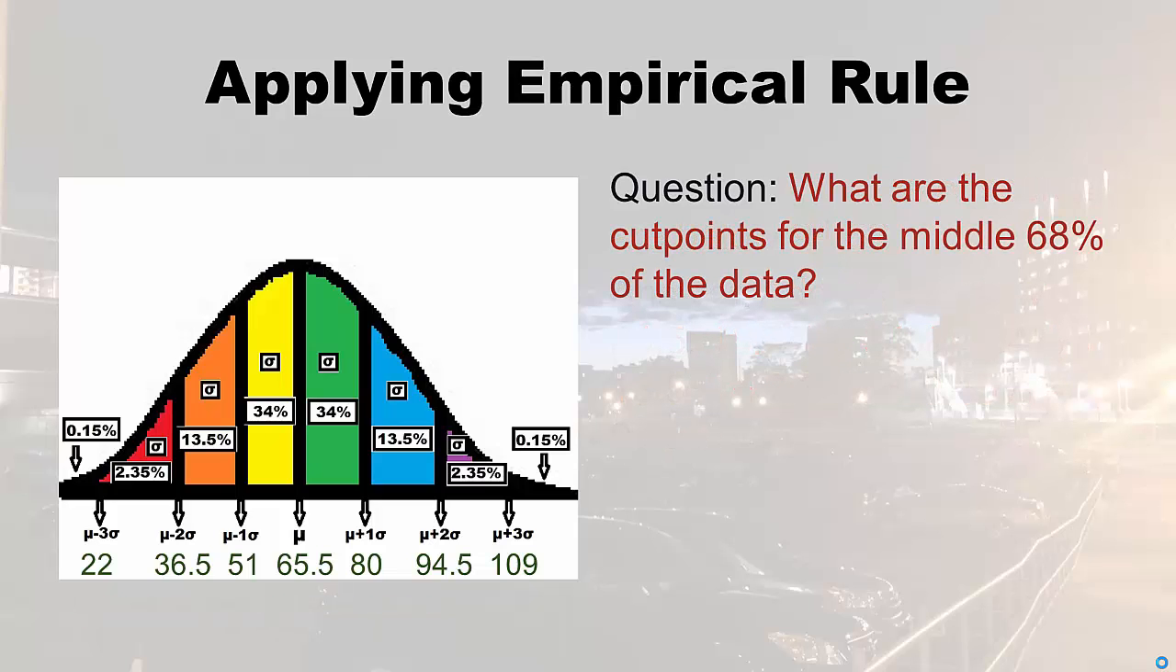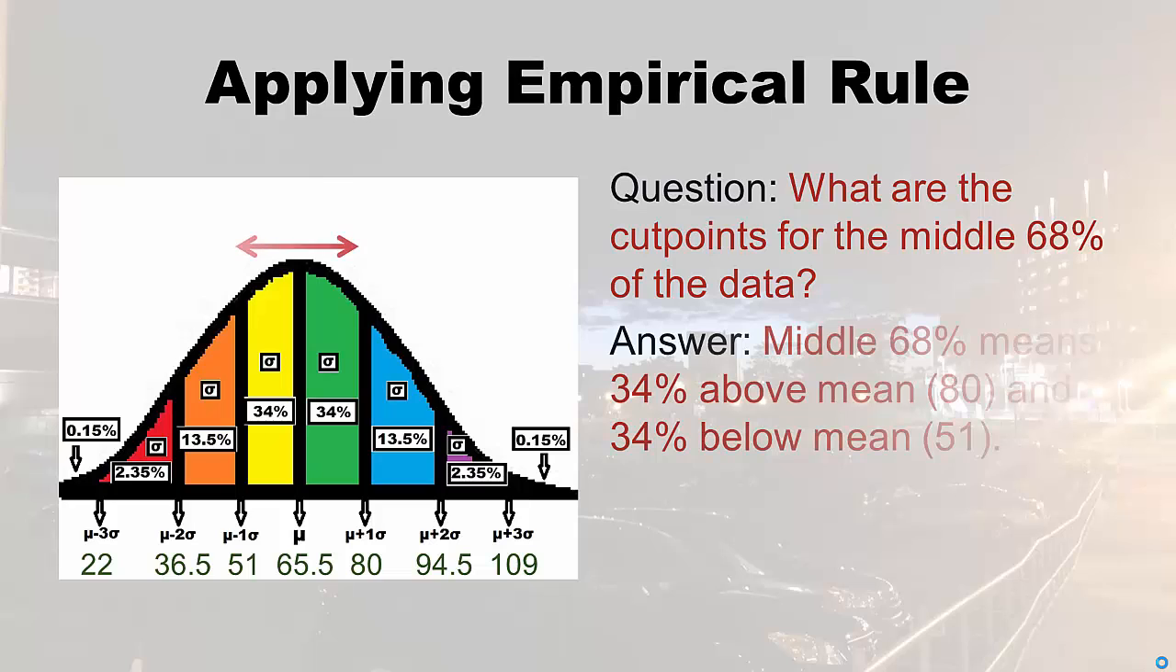So what are the cut points for the middle 68% of the data? I just wanted to show you an example of what if they say middle, right? Well, you're going to have to be centered around mu then, right? So the middle 68% means 34% above the mean and 34% below the mean. So the cut points would be 51 to 80.